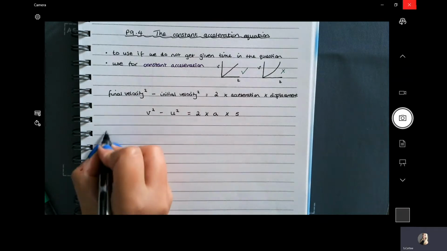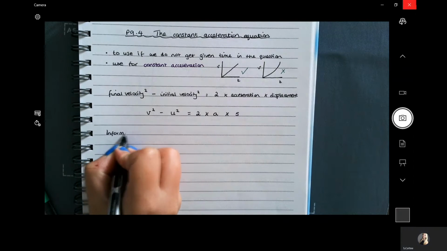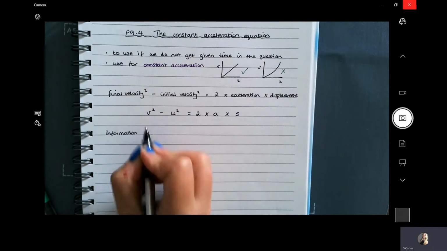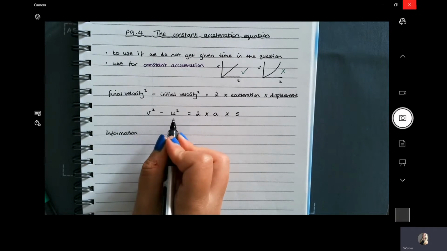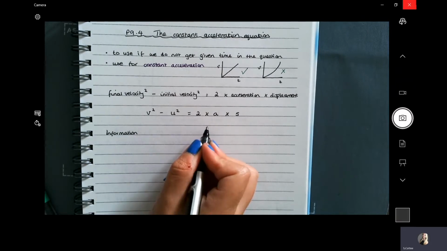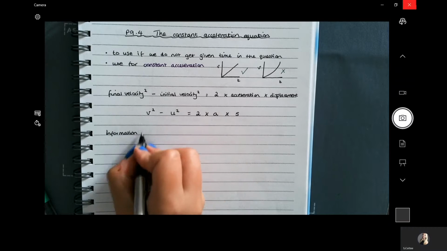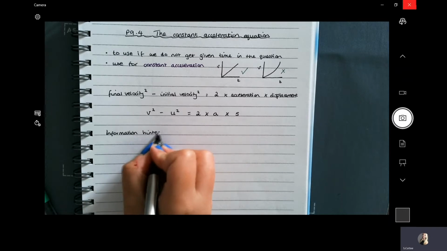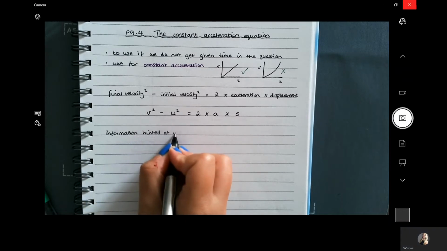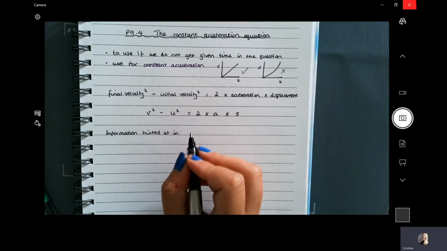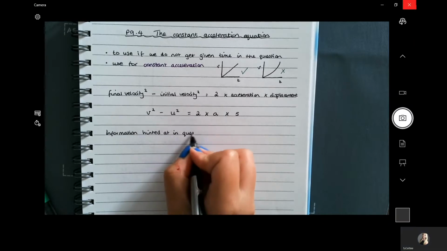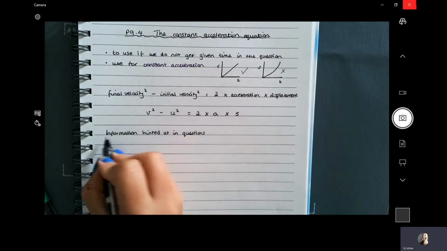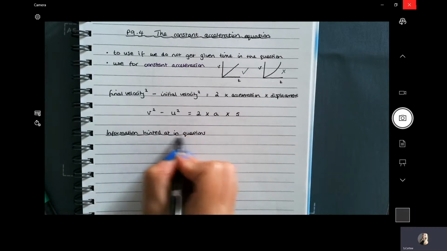Now in questions, it may be that they don't explicitly tell you what the final velocity is, or the initial velocity is, or the acceleration. Sometimes they will hint at what they are in the question in terms of words. I'll make that clear in just a moment.